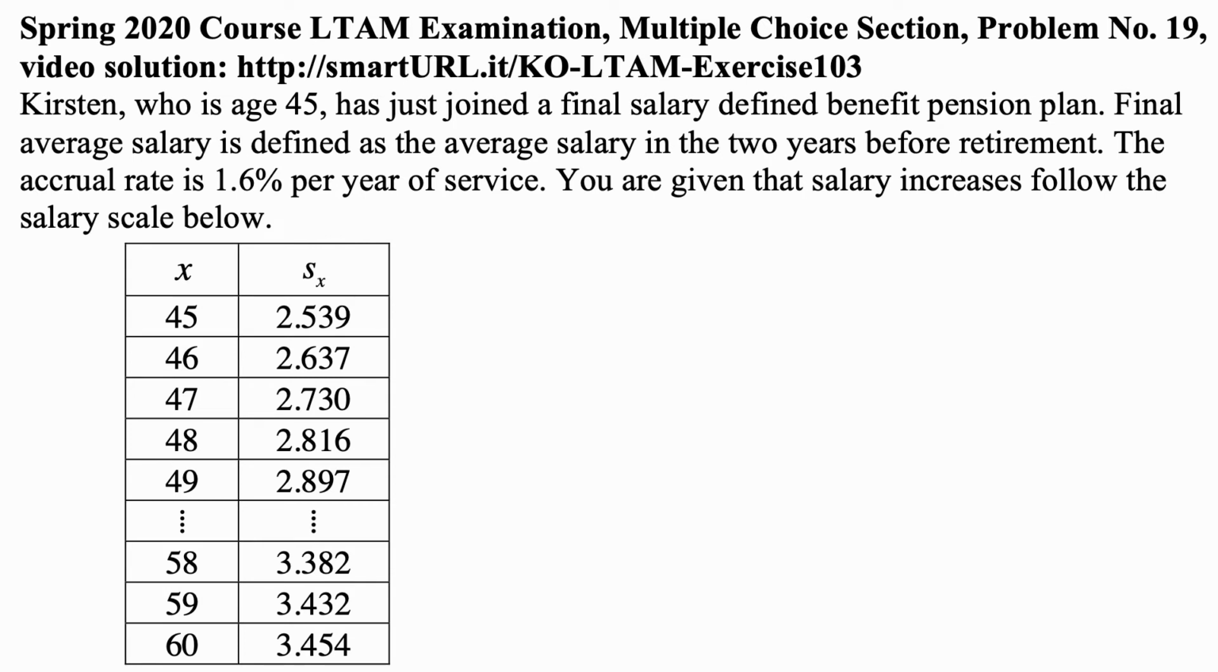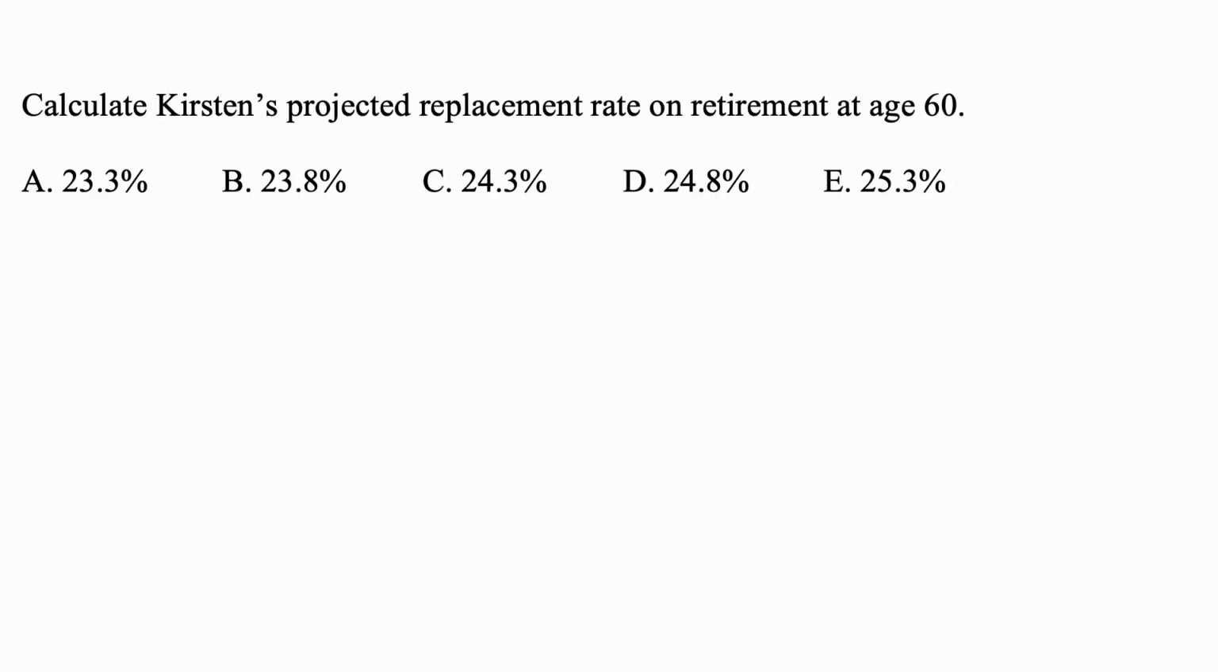Here's a problem for today. For exam LTAM, Kirsten, who is age 45, has just joined a final salary defined benefit pension plan. Final average salary is defined as the average salary in the 2 years before retirement. The accrual rate is 1.6% per year of service. You are given that salary increases follow the salary scale below, and we have the values of the salary scale for ages 45 through 60, although some ages are skipped, but apparently that won't matter. Our job is to calculate Kirsten's projected replacement rate on retirement at age 60.